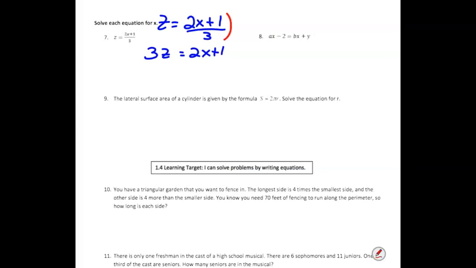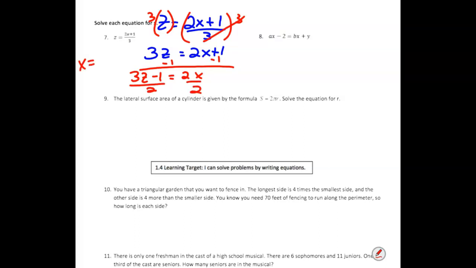So again, what we did here was we times both sides by a 3 to cancel those. All right. The next step, again, we're trying to get x by itself, so we're going to subtract the 1 over. So we have 3z minus 1 equals 2x. And then our last step would be to just divide out the 2. So our answer would be that x equals 3z minus 1 divided by 2.